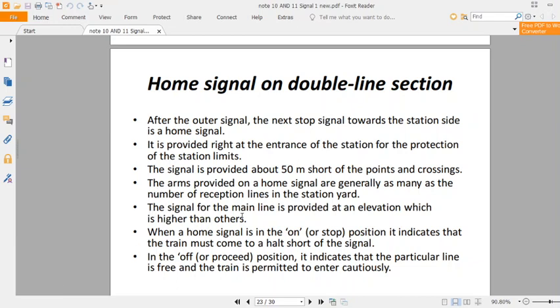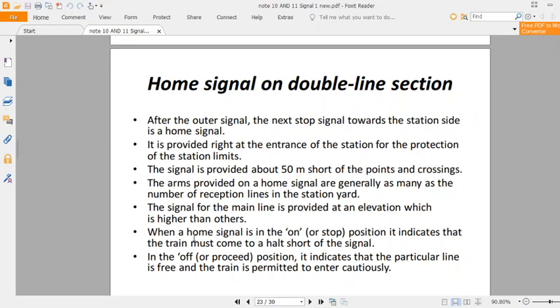station. The signals for the main line are provided at an elevation which is higher than the others. So if there are multiple lines, in that case one line would be the main line and the others would be branch lines or loop lines. So in that case the signal for the main line will be situated over the other signals.